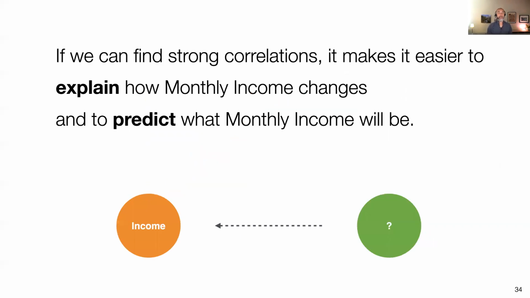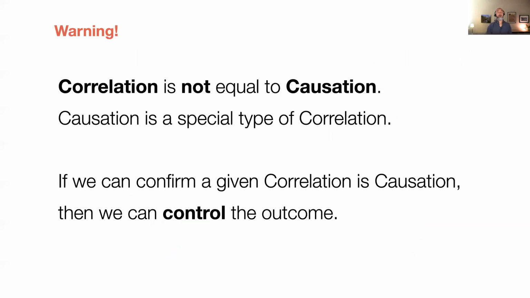So if you find a strong correlation, it makes it easier to explain how your subject of interest, such as income, sales, or number of customers, changes, and to predict what monthly income, sales, or number of customers will be. One thing I have to say, which is kind of a cliche, is that correlation is not equal to causation. Causation is a special type of correlation. Just because you find a correlation doesn't mean that one is causing the other. Sometimes they just happen to be heading in the same direction, and it's usually caused by something else that you don't see. But if the correlation or association turns out to be causation, that's amazing because now you can actually control the outcome.